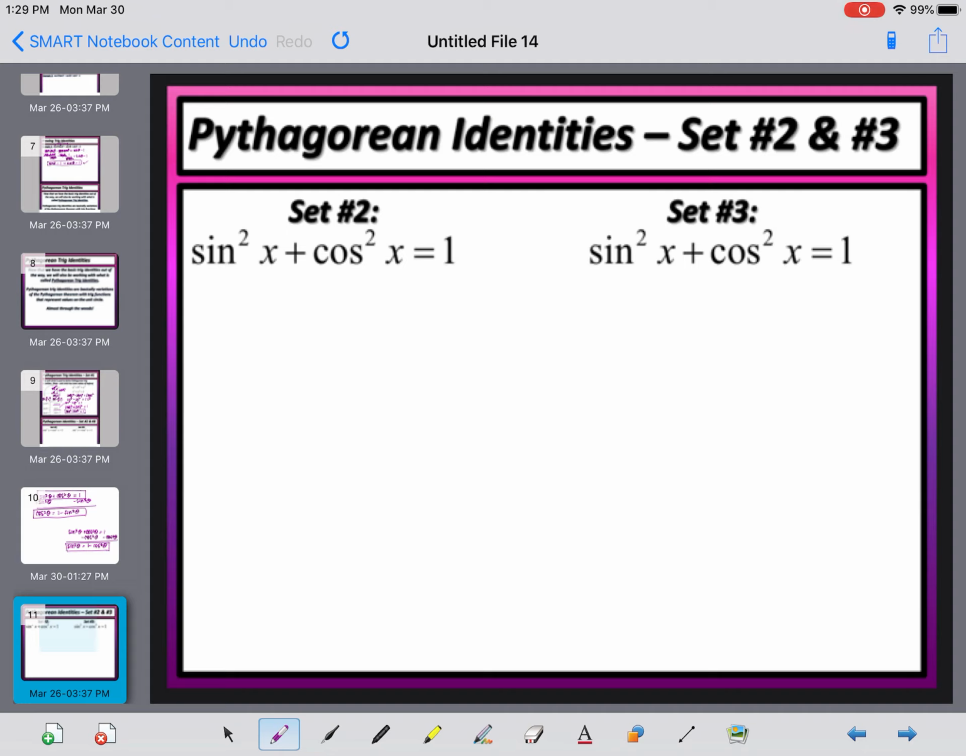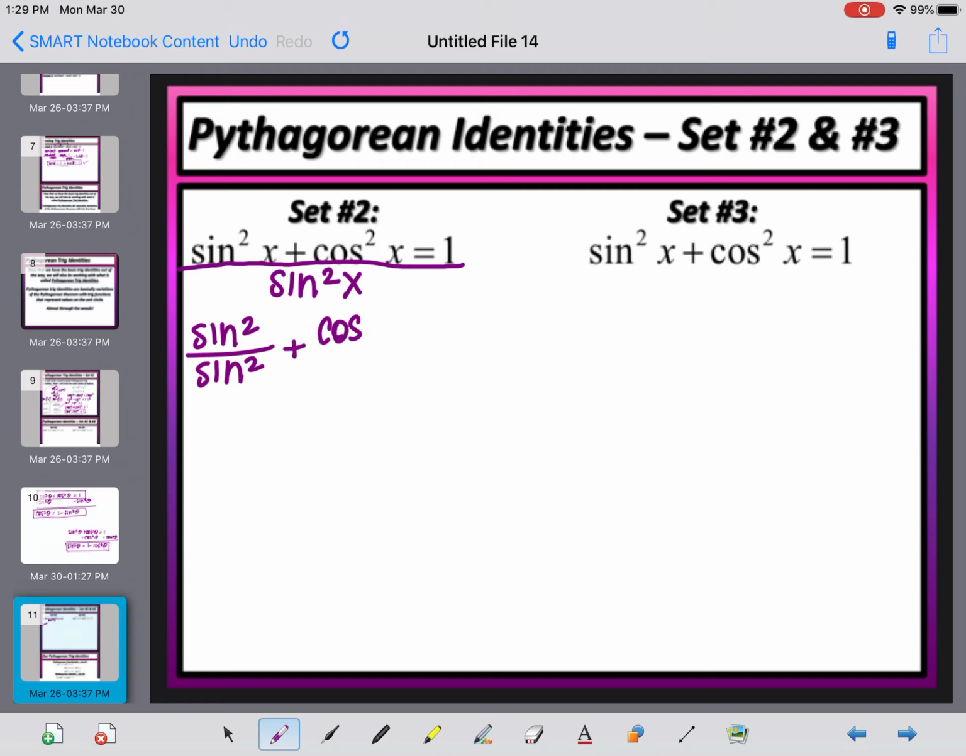We're now going to take this original one and we're going to derive the other 2 sets. So I can take this whole equation, and what if I divided it by sine squared, really. So sine squared over sine squared plus cosine squared over sine squared equals 1 over sine squared. Now, the basic identities that we saw a few minutes back, you can square, cube, or raise to the 4th power any of those identities, and the property will still hold true.